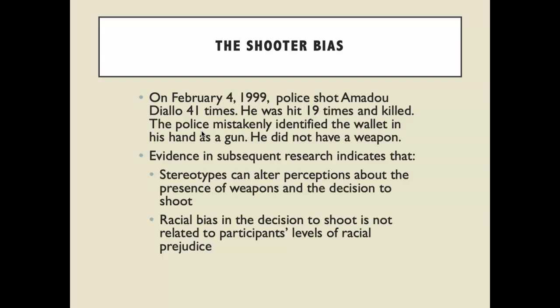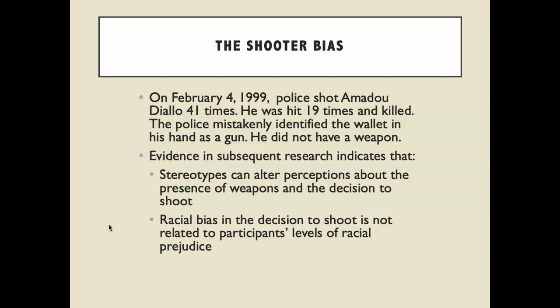So this ties into the shooter bias, right? 23 years ago, a very famous tragedy. The police shot Amadou Diallo 41 times. He was hit 19 times and killed. Basically, what happened was the police came across this person who they had suspected of having committed a crime, and they chased him down, and he ended up being cornered.